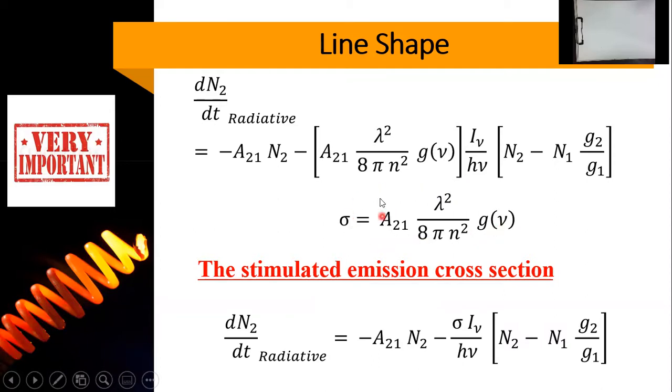And we substitute this sigma in the rate equation so that we have dN2 by dt equals negative A21 N2, which represents the spontaneous emission due to an independent frequency term. Then we have the term sigma I mu over H mu times N2 minus N1 G2 over G1, where N2 represents the stimulated emission process, and N1 G2 over G1 represents the absorption process.